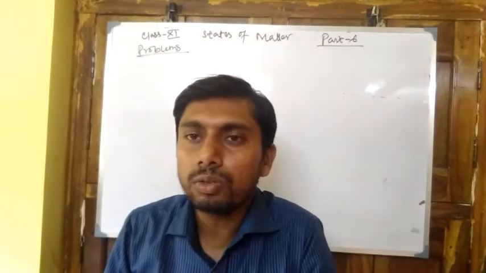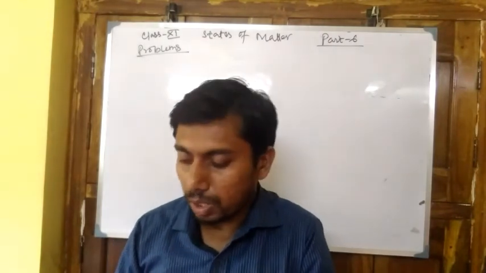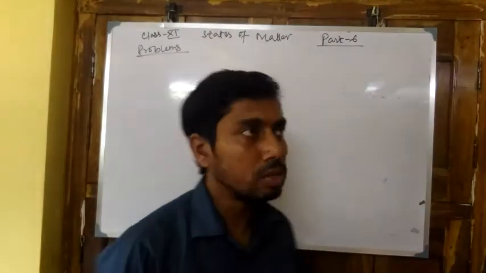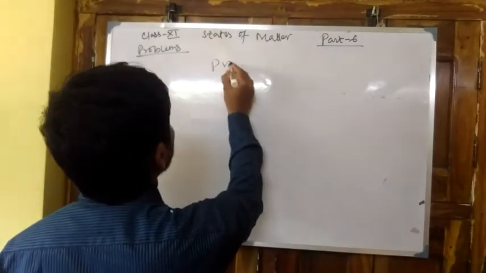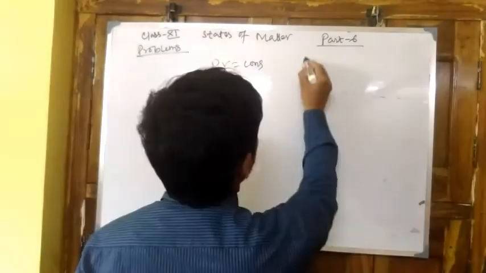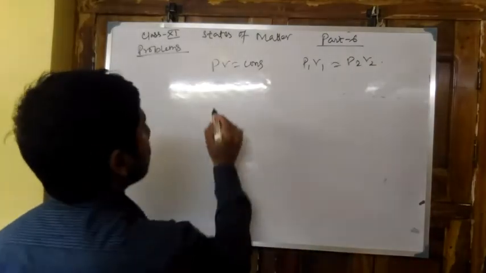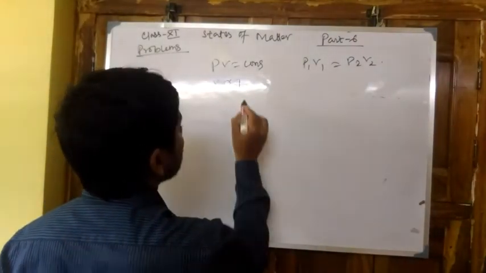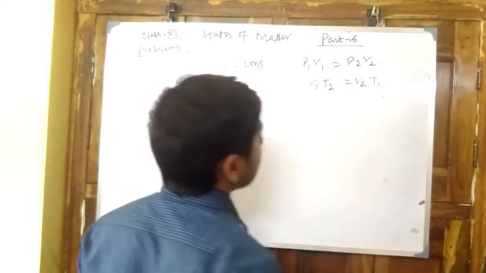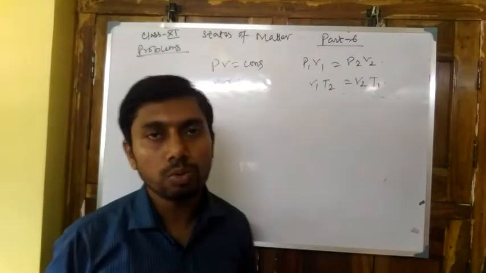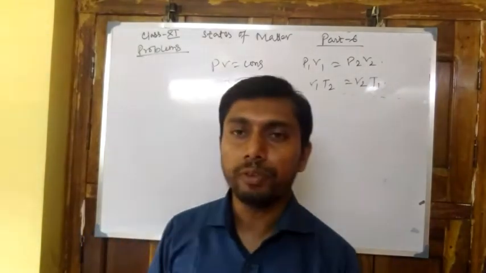Now, first of all, going to the problems, we have to sum up the equations from the chapter. The equations in this chapter come from the laws. The first one is Boyle's law, from which we know that PV equals constant and P1 V1 equals P2 V2. Next one is Charles law, where V varies as T and V1 T2 equals V2 T1. This is the mathematical expression of Charles law. Next one is the pressure law or Gay-Lussac law, where P varies as T.